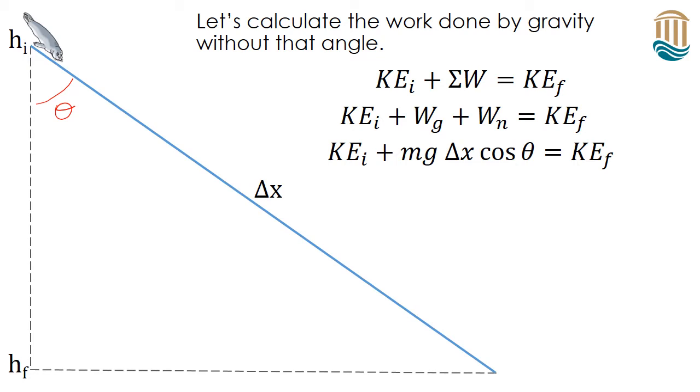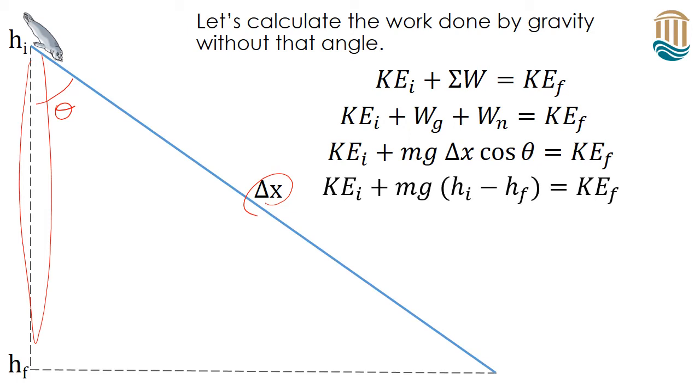Now, we might notice that delta x here is the hypotenuse of the triangle. And remembering our trigonometry, the hypotenuse times the cosine of an angle gives us the adjacent side. In that case, that means this side right here, which is the difference between the initial and final heights. So we can replace this in the equation with this. Note that now we can calculate the work done by gravity without the angle.